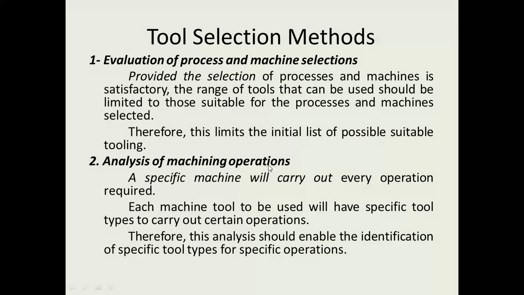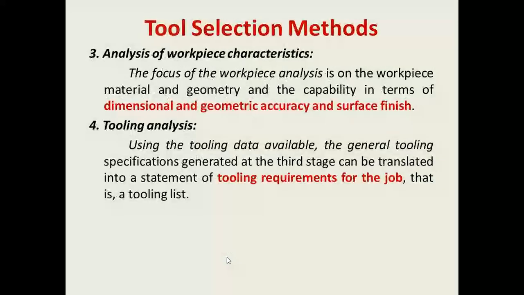Number two, analysis of machining operation. So you have to identify the machining operation. The specific machine will carry out every operation required. Each machine tool to be used will have specific tool types to carry out certain operations. So we need specific tools to carry out the operation. If we need threading, we need a separate tool. If we need chamfering, we need a separate tool. So based on the specific operation, we have to choose the tool. Therefore, this analysis should enable the identification of specific tool types for specific operations.